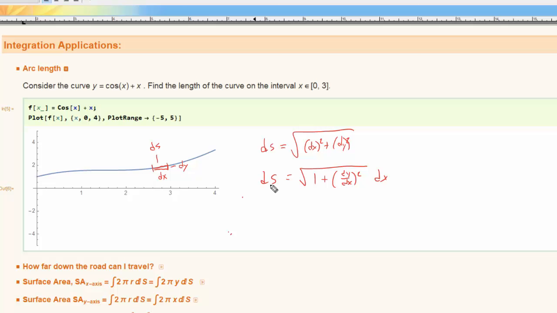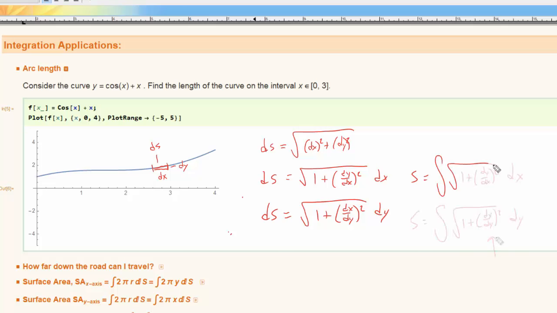However, I could also do some different algebra where I factor a dy squared out from underneath the radical. In that case, my expression for ds would be the square root of 1 plus (dx/dy) squared dy. Both of these would be valid expressions for a little segment of the arc length. They'd be good approximations. And now back to our general approach. To find the total length of the curve on this interval, I have to add up all my slices continuously.